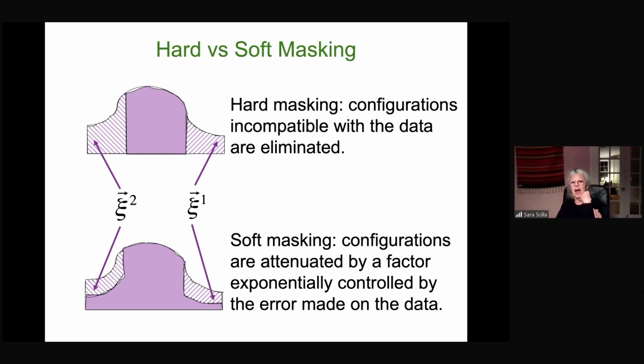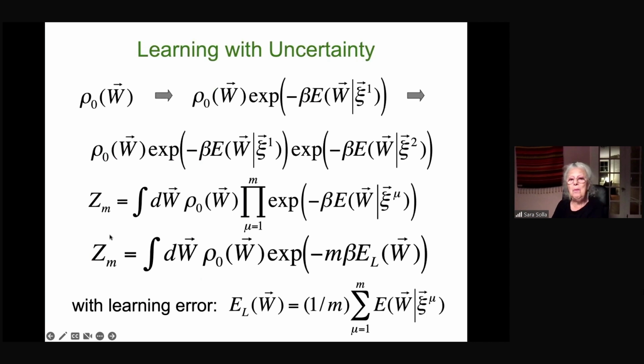These configurations are attenuated away from rho 0 of W, which was their initial weight, by a factor which is exponentially controlled by the error made on the data. So if Psi1 controls this region, then this is attenuated according to the error that this region makes on example Psi1, and this region is attenuated according to the error that the W's in this region make on example Psi2. So now again, we have a multiplicative effect of a soft masking function.